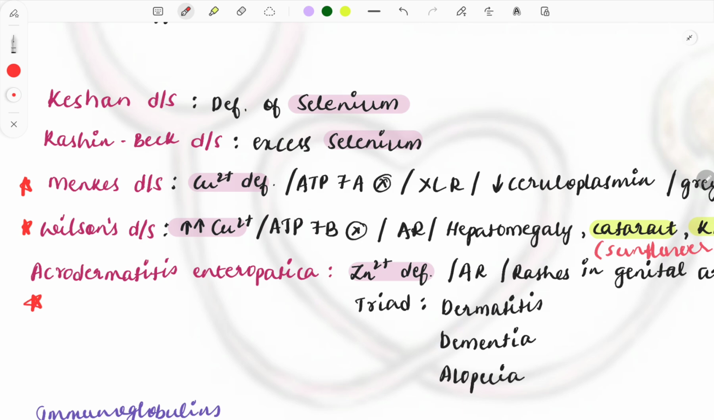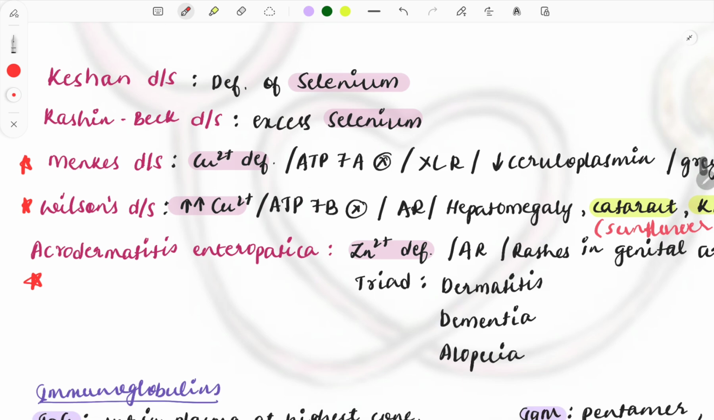But I am expecting that तीनों में से इस बार question आ सकता है, even the Menkes, even the Wilson's, and the acrodermatitis. ठीक है, तो अगर आ गया ना तो you'll be easily able to score 3 marks. Then Menkes disease copper deficiency की वजह से होता है, and the ATP gene mutation involved is ATP7A. Then Wilson's excessive copper and ATP7B is involved.